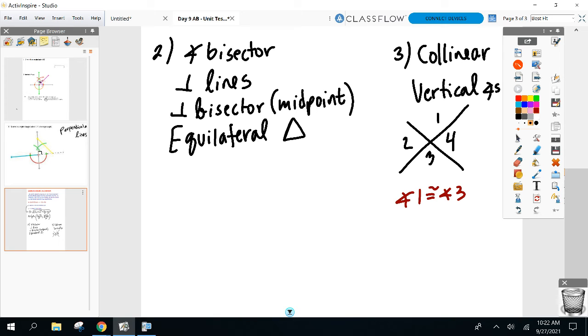What's the relationship between 2 and 3? Anything you want to throw at me? Vocabulary term about 2 and 3. Scott? They're adjacent. Keep going. That's correct, I want to keep going though. Supplementary, because they are linear pairs. Yes. Angle 2 plus angle 3 equals 180 degrees.